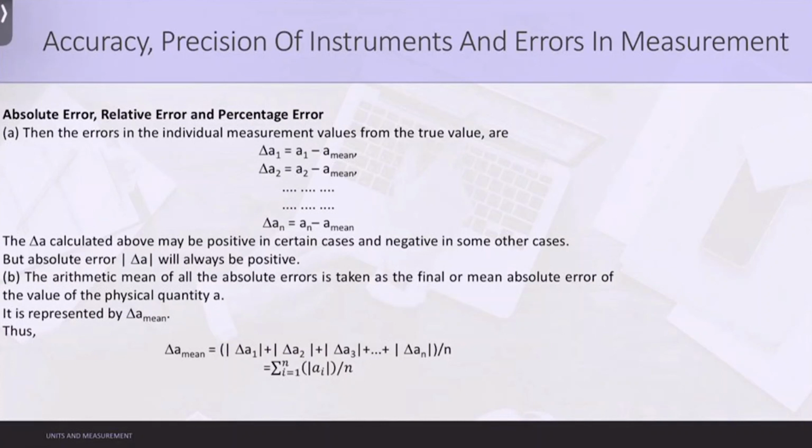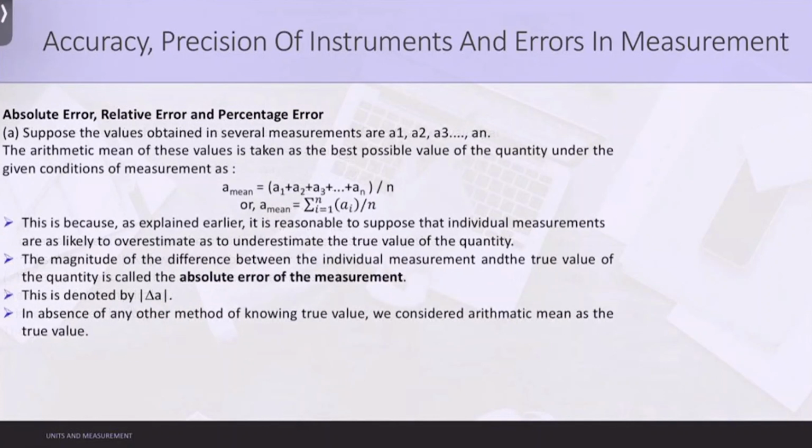Next thing is the arithmetic mean of all the absolute errors is taken as the final or mean absolute error of the value for the physical quantity A. It is denoted by delta A mean. So what is delta A mean now? Delta A mean is similar to what we did for A mean.